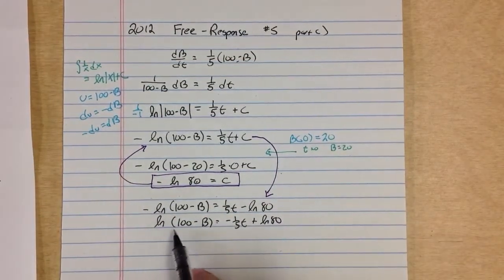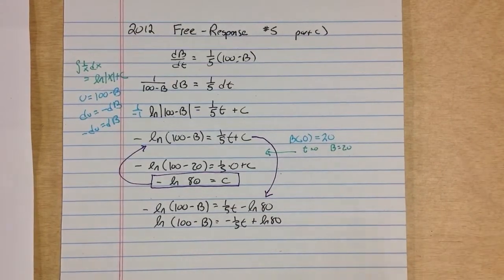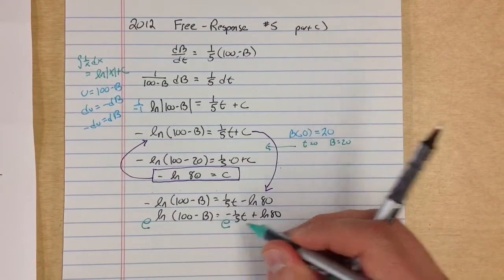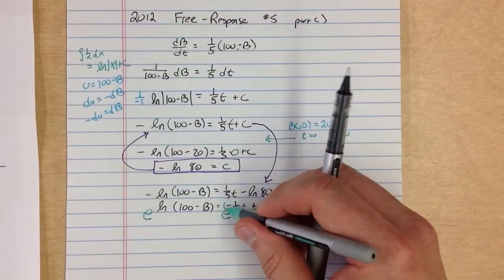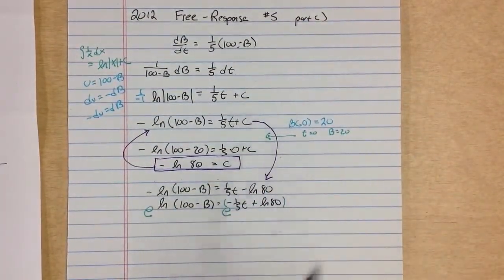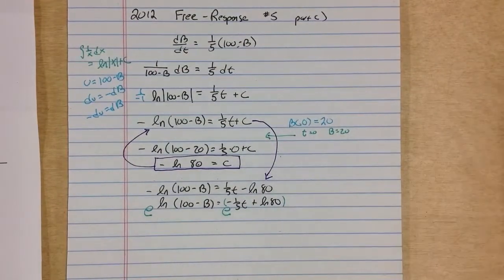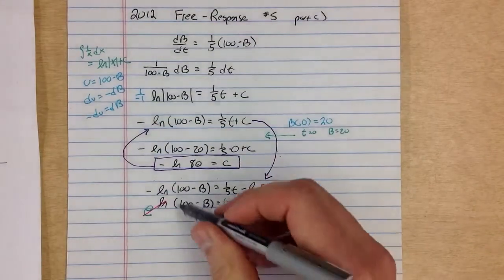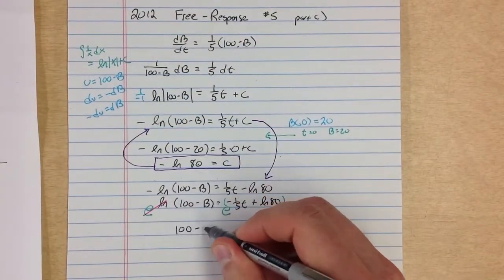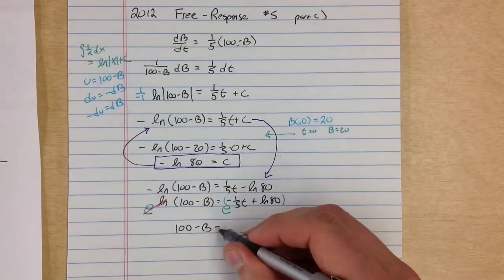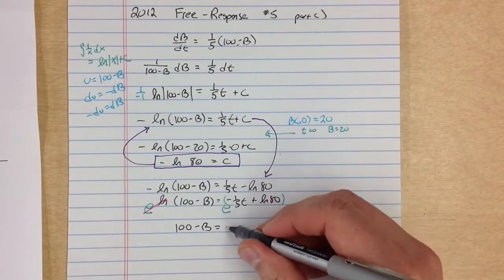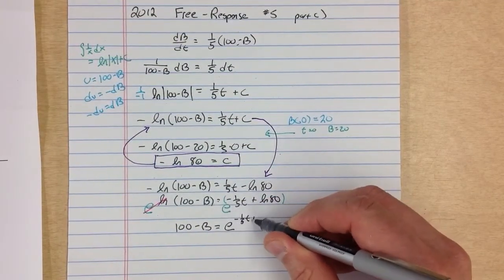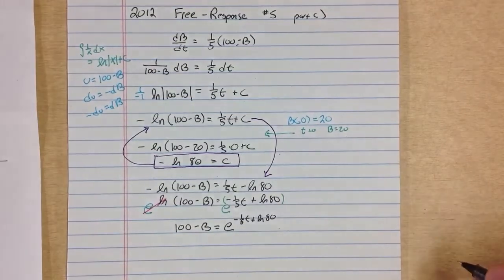And then we want to get rid of this ln. So what we're going to do to get rid of the ln is we're going to raise both sides of the equation as a power of e. So we're going to do e to this side and e to this side. When we do e to the power of ln, that e and the ln are going to cancel out, and then we just have on this side 100 minus b. Over here, nothing cancels out, so I have e to the negative 1/5 t plus ln of 80.